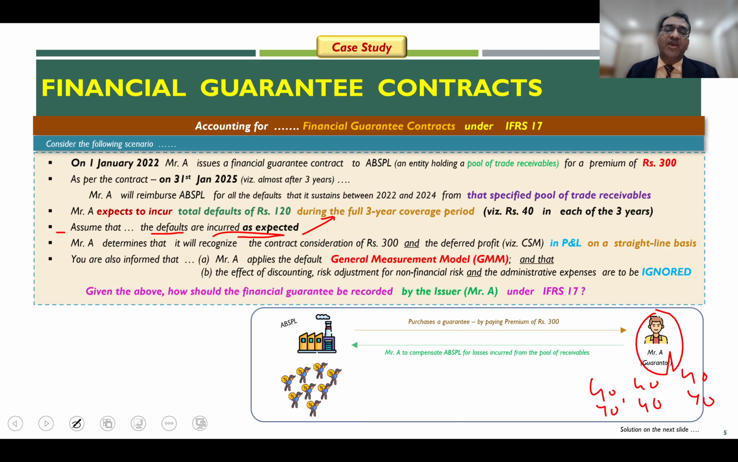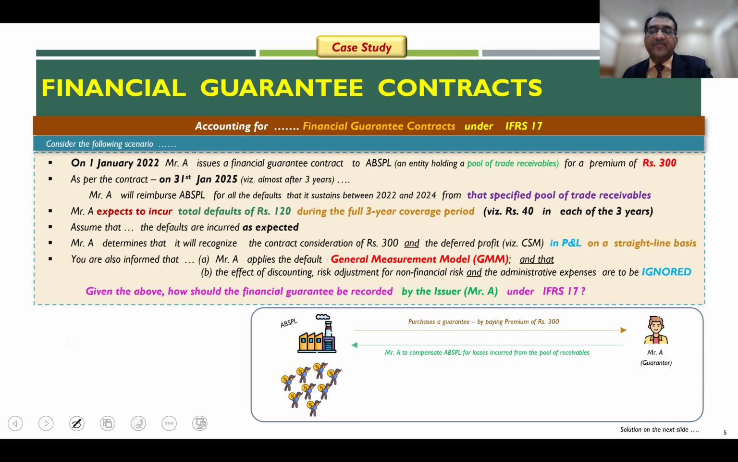Now, Mr. A has determined that it will recognize the contract consideration, the fee which they have received for giving the financial guarantee contract, and the deferred profit in P&L on a straight line basis. What does it mean? It simply means that the consideration of 300 and the profit arising on the contract are to be recognized by Mr. A on a straight line basis.